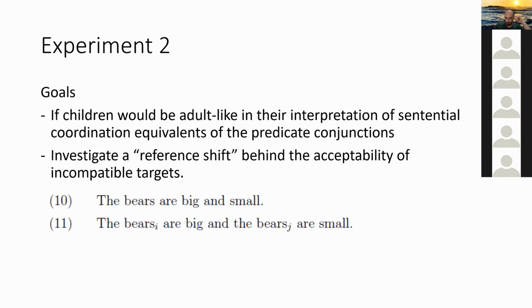Now in experiment 2, the goal was to see if children would be adult-like in their interpretation of sentential coordination equivalence of the predicate conjunctions. This means, would they behave the same way as adults would, looking at a sentence in a different kind of sentence, basically. And they also wanted to investigate a reference shift behind the acceptability of incompatible targets. So basically, they were going to shift the sentences from stuff like "the bears are big and small" to "the bears are big and the bears are small", and see if there's an unconscious reference shift naturally in the kids' thinking from the first sentence to the second sentence.